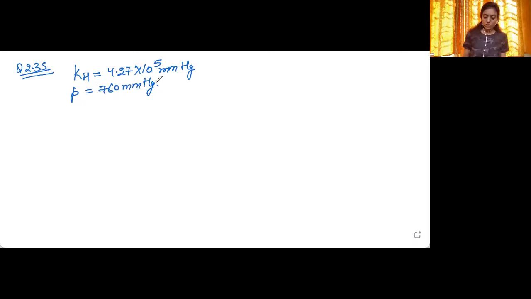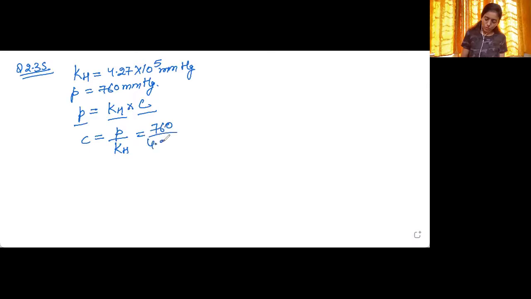Now, very easy, very simple question. P is equal to KH into C. All right. So P is the pressure, KH is the Henry's constant, C is the concentration. So we need to find out C. So C will be equal to P upon KH. So P is 760 upon 4.27 into 10 raised to the power 5. So it will be equal to 760 divided by 4.27.